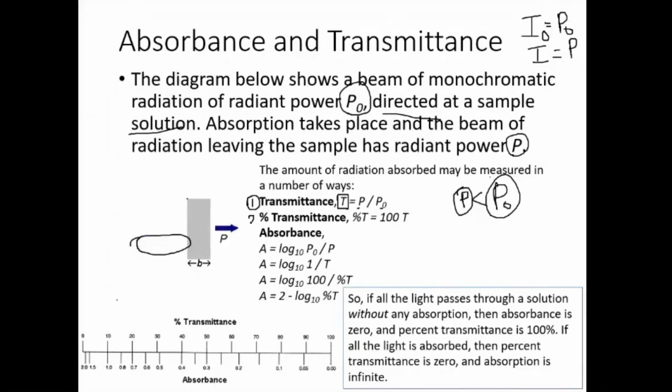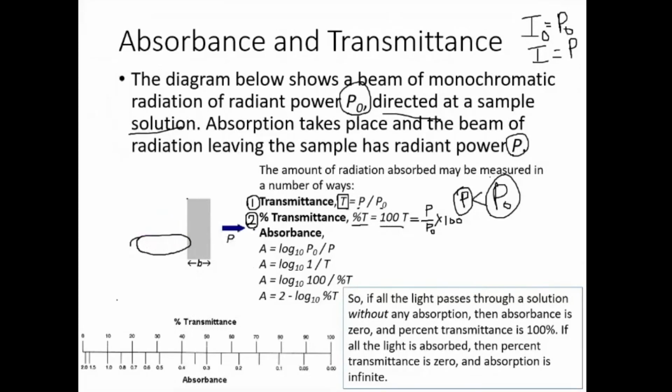Now, the second way of expressing the radiant power P is percent transmittance. It is percent T, that is 100 multiplied by T, or in other words P upon P0 multiplied by 100. Do you agree that percent transmittance will always be less than 100? Logically right. If transmittance is always less than 1, then percent transmittance will always be less than 100.